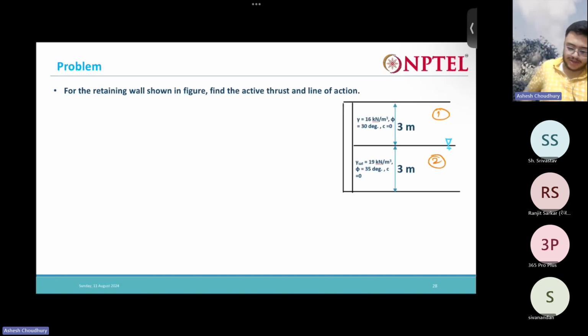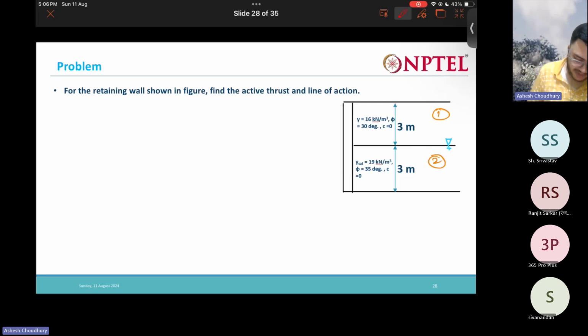Now one more problem. For the retaining wall shown in the figure, find the active thrust and the line of action. All the properties are given. All the properties are of the top soil. So both the soils at the top and bottom have different phi values. So you need to calculate. So how to do this?